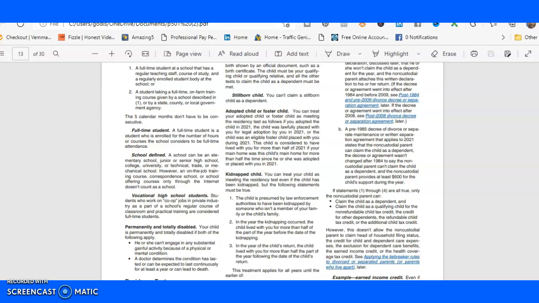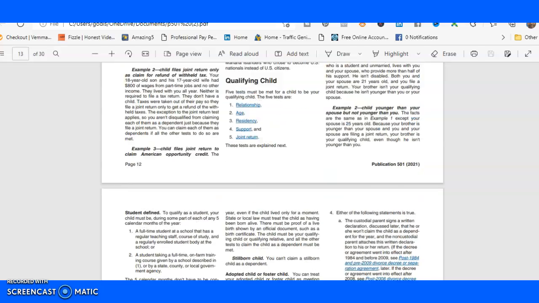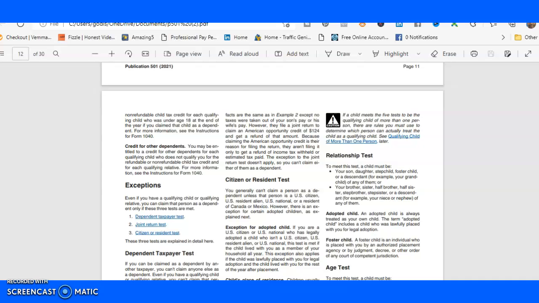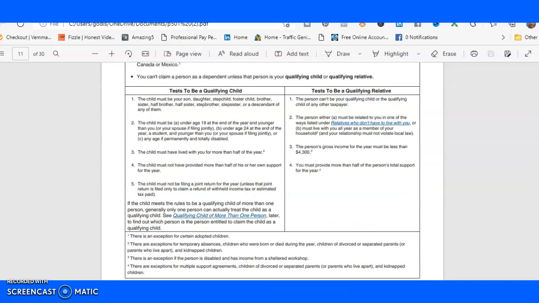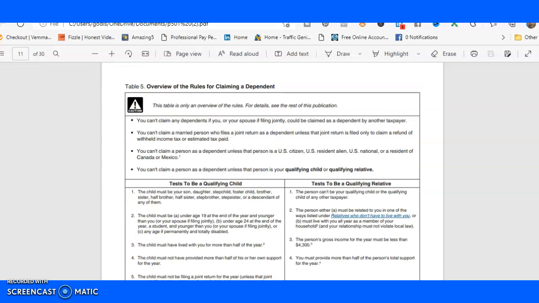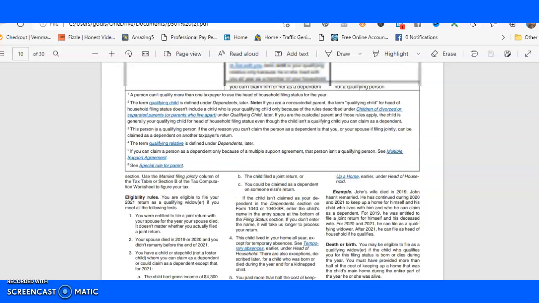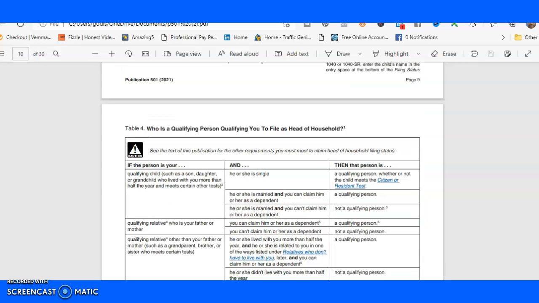I'm going to scroll back up for a minute and show you this information. You can check out this page, and it gives you more tests to be a qualified child, tests to be a qualified relative. So I tell my students, you want to read these things, get a better understanding of them. This is some more information that they can read through that helps them get a better understanding on how to determine what a dependent is or isn't.